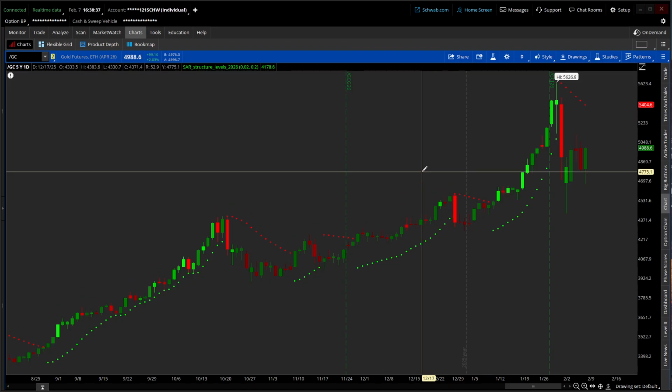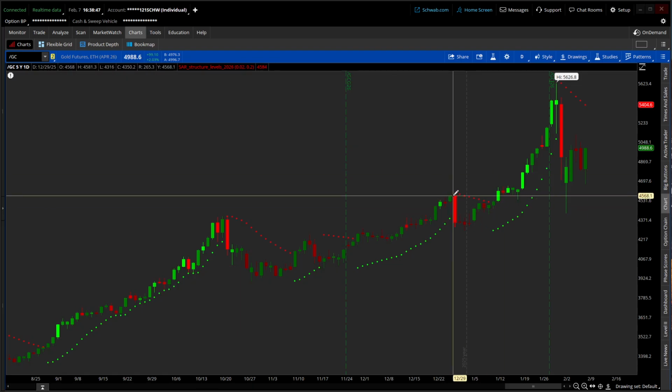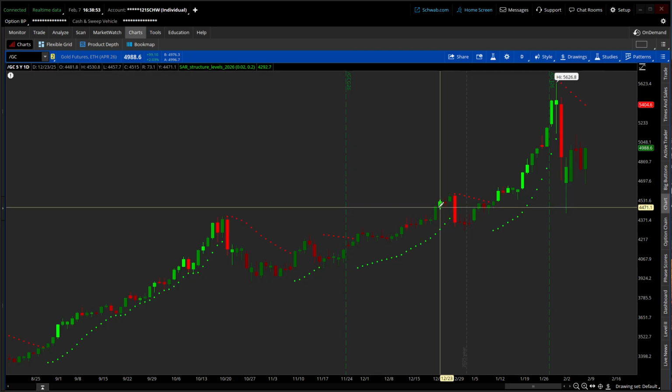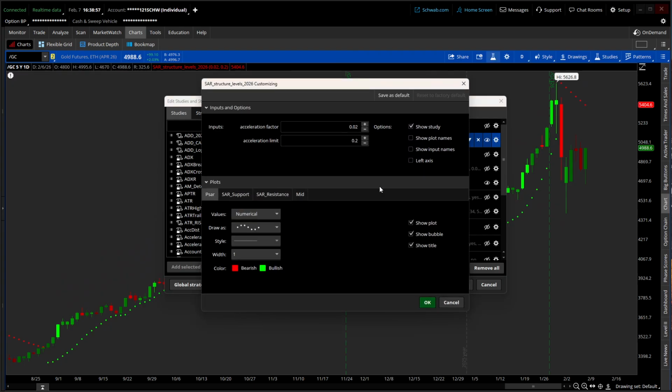SAR stands for stop and reverse, basically, and that's what the indicator does. These green dots and these red dots, that's basically what happens. A lot of times traders use it as a trailing stop, but I'm going to put on these structural levels and get into it.